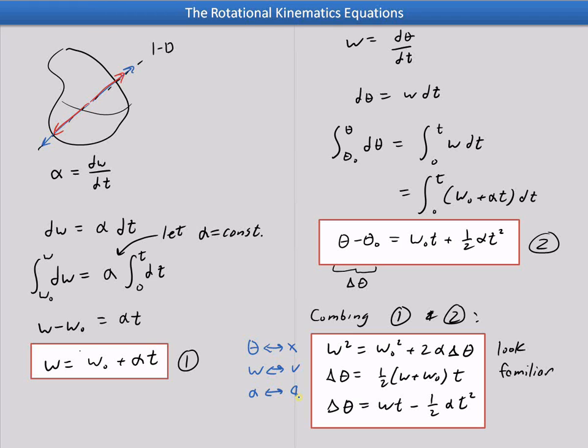Okay, that will do it for this section. Moving on, we'll talk about the equivalent of mass for rotational objects, which is called moment of inertia. So I'll see you in the next section.